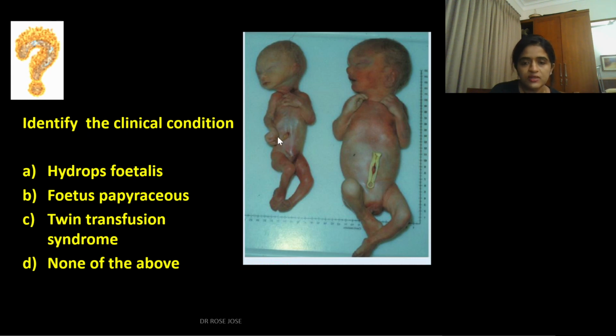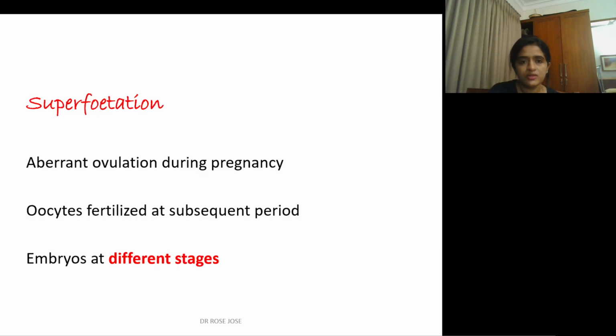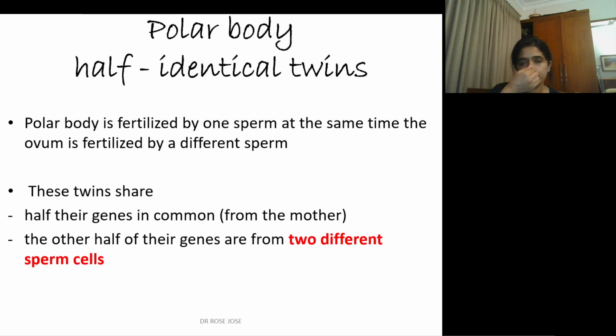You can see a fetus here, but they are not of the same size. So what can this be? This is known as twin transfusion syndrome. Then there is another condition called superfetation. Normally, when there is pregnancy, you won't get the ovulatory cycle. Suppose there is aberrant ovulation during pregnancy, and these oocytes are fertilized at a subsequent period. Then you will get embryos at different stages. That is known as superfetation.